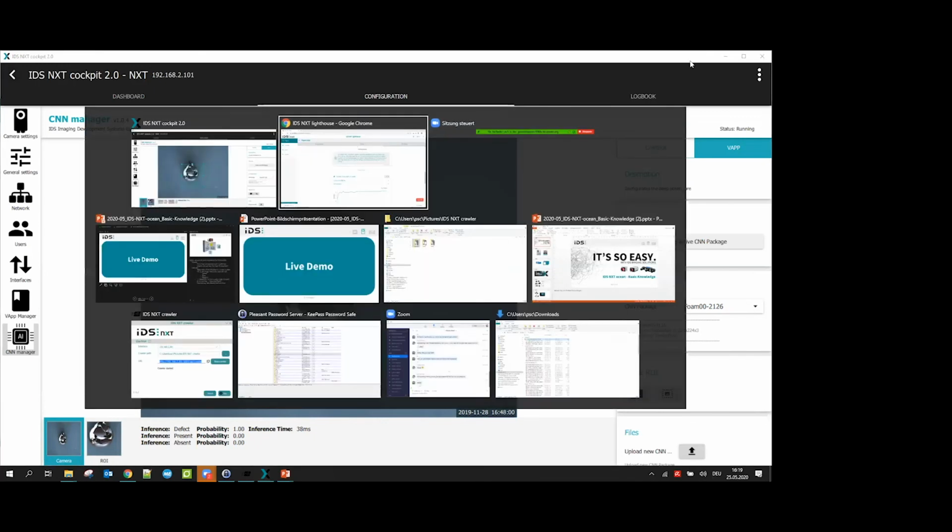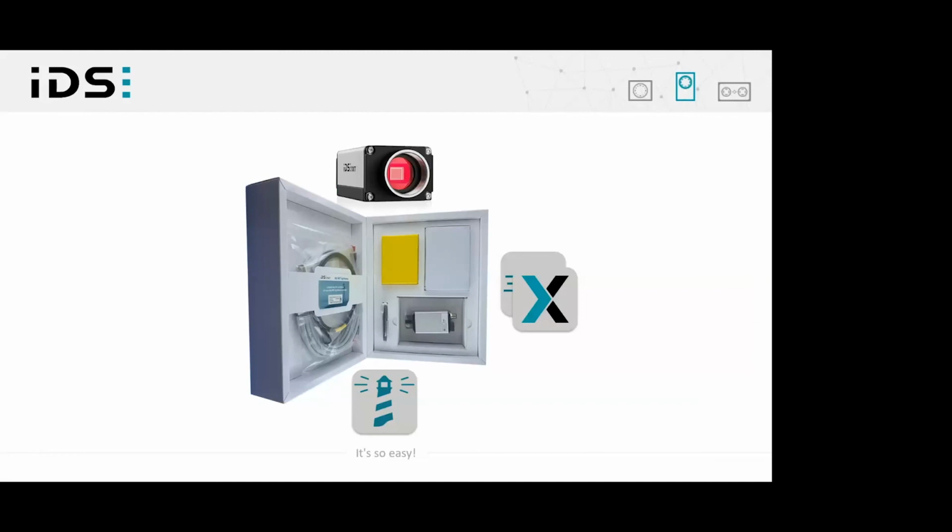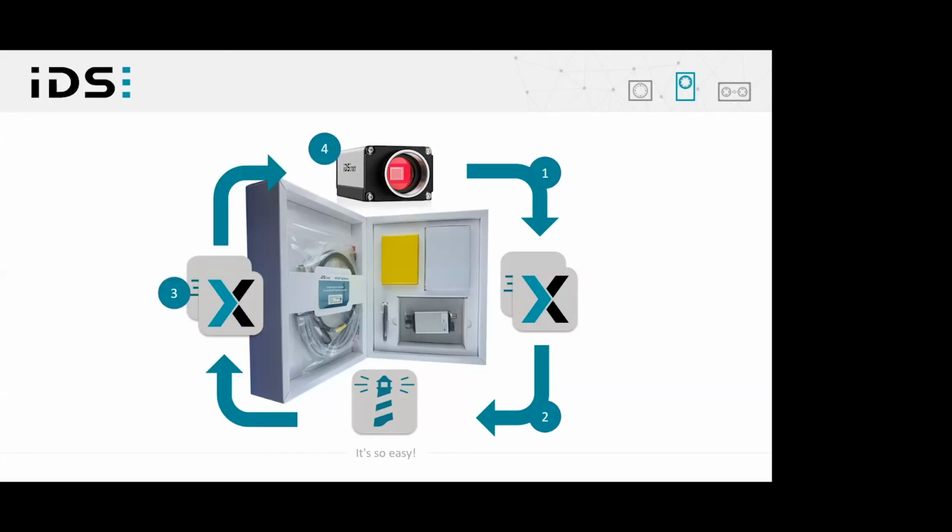I will switch back to my presentation. So to bring it together, we have a workflow. We acquired images with the IDS NXT camera, with our IDS NXT software. We upload this to IDS NXT Lighthouse. We trained the neural network there, and then we get it back and let this neural network run on NXT.